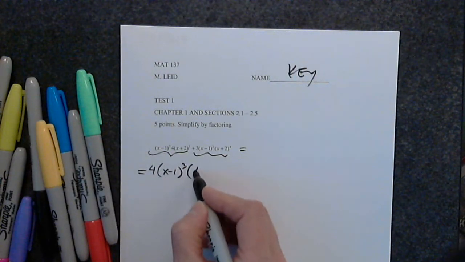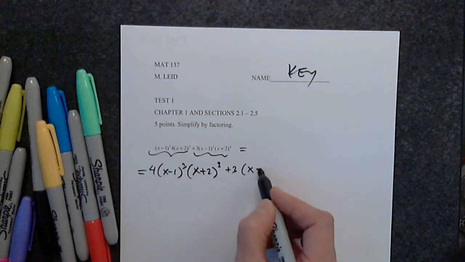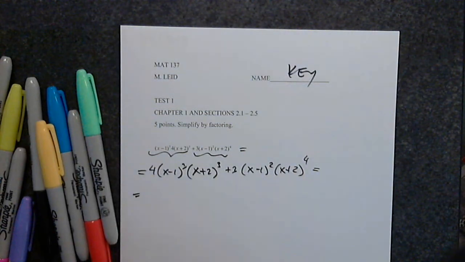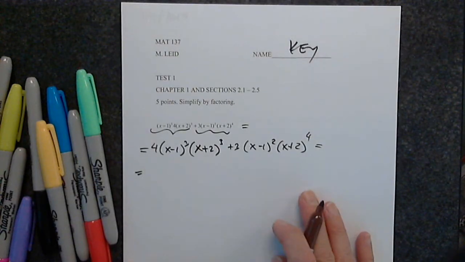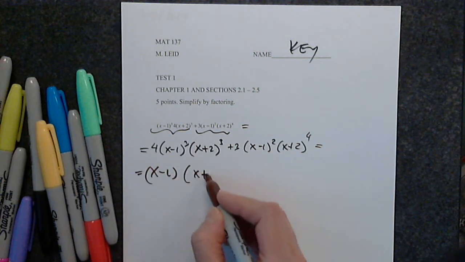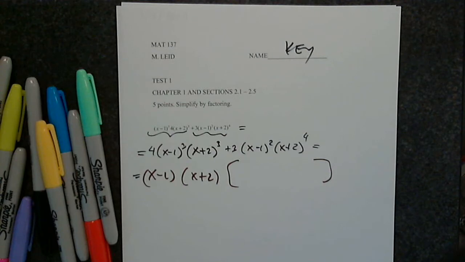4x minus 1 to the third and x plus 2 cubed plus 3, x minus 1 squared, x plus 2 to the fourth. At this step, I didn't do anything. I just rearranged the first term because it had a factor stranded right there in between 2 other factors. So now I see that those terms have x minus 1 in common, and I have x plus 2 in common. However, I have to decide upon the exponent.